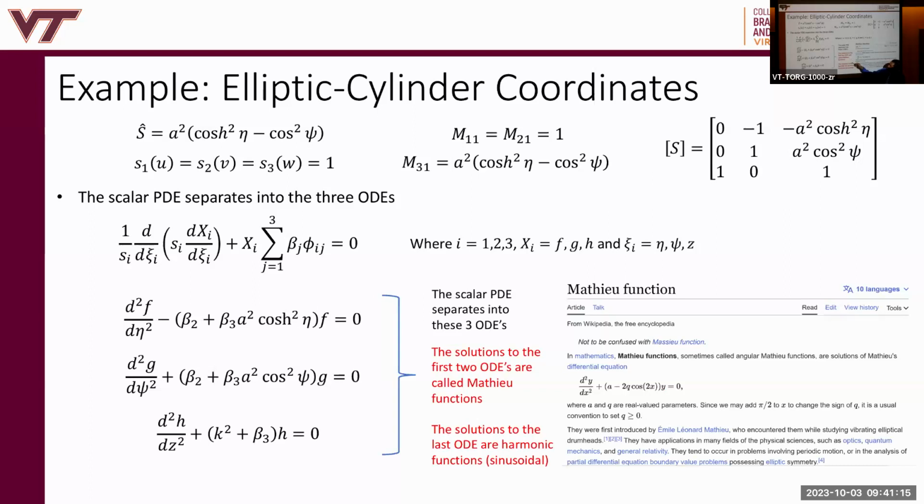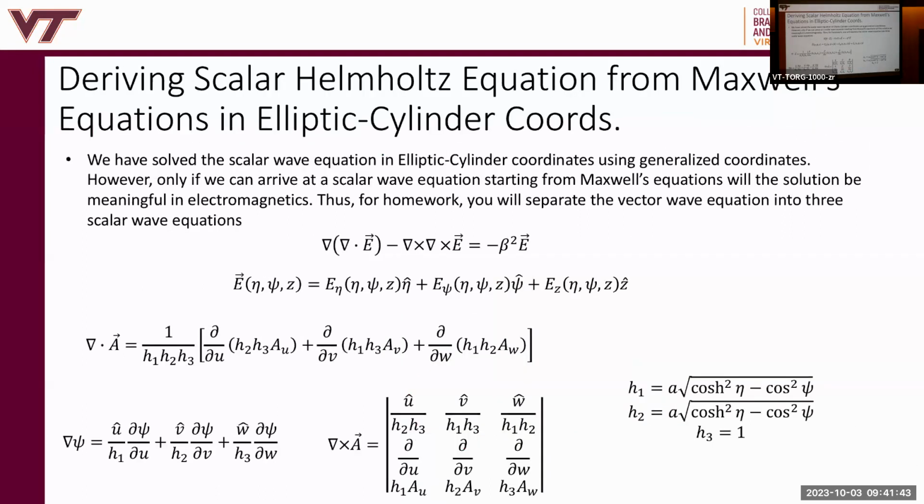The solutions to the first 2 ODEs together are called Mathieu functions. And those are expansion functions that are orthogonal inside the surface of an ellipse. All right. And then the last ODE are harmonic functions. This one you recognize. So these Mathieu functions, you can look them up on Wikipedia if you want. They're orthogonal functions that have the same boundary conditions as a sphere.